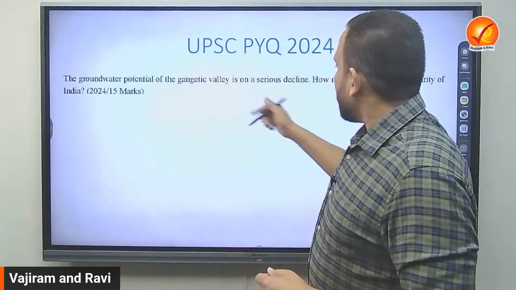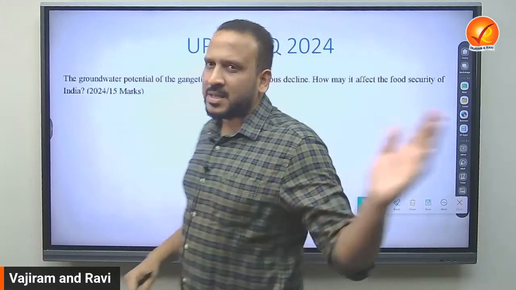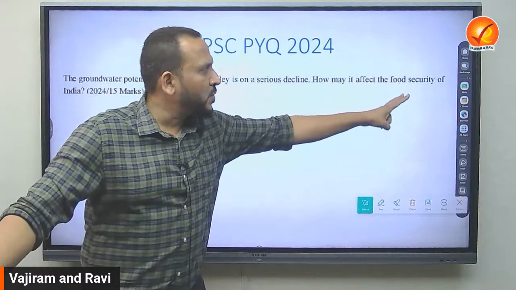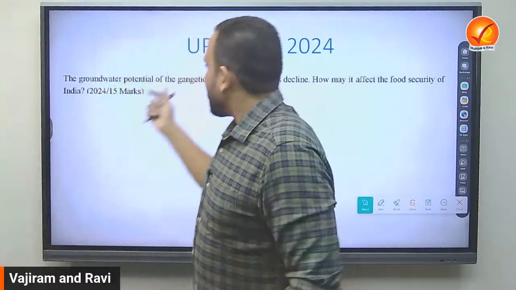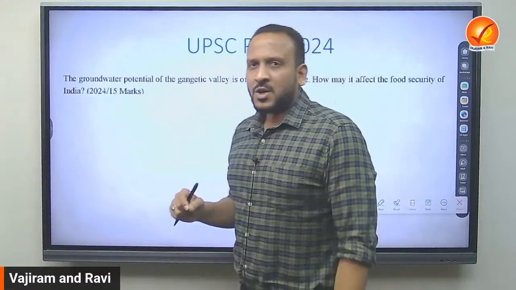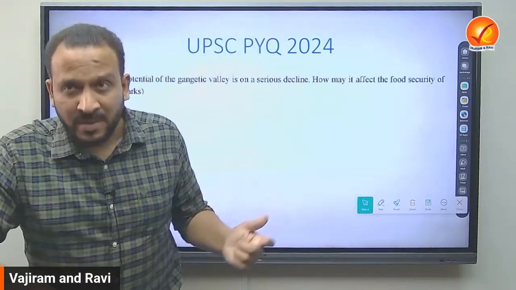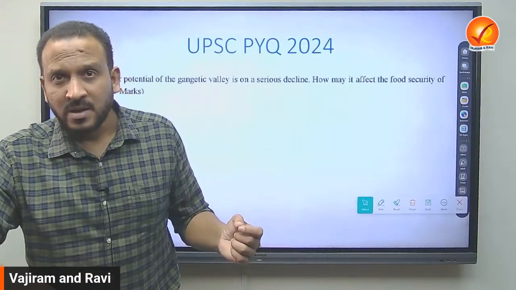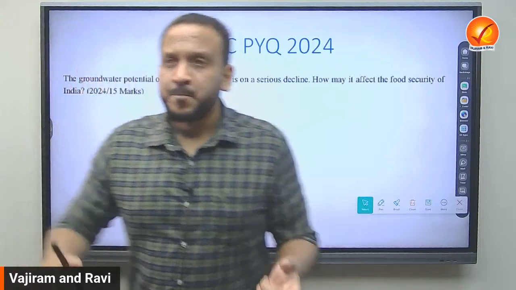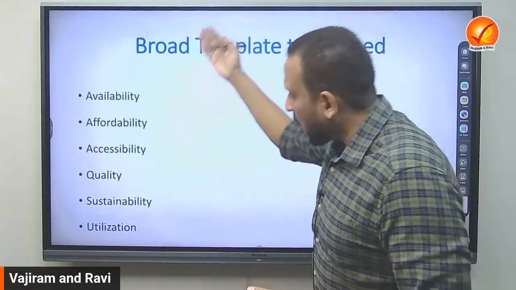Right? For example, the groundwater potential of the Gangetic Valley is on a serious decline. This is a very common, generic question. How may it affect food security? Now, if the groundwater potential is declining, don't you think it will affect the availability, accessibility, affordability, and quality of food? Yes or no? Tell me. Can we generate the points based on all these parameters?